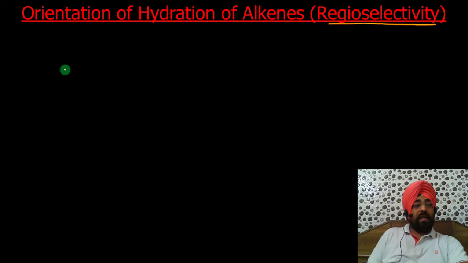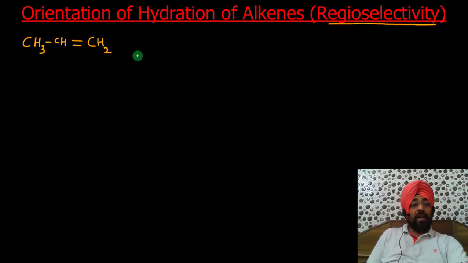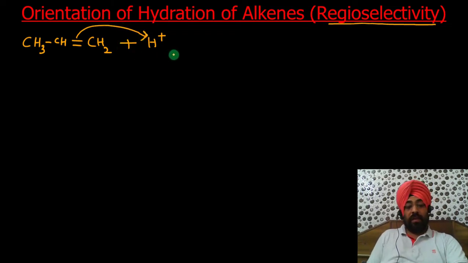Let us understand by example of, suppose we have propene. Now the propene is CH3 CH double bond CH2. Now again we are doing hydration of alkene. I will write the steps. Now suppose if we add H positive, now I will show simple H positive. This electron will go here. Now there are two possibilities. Now here comes the beauty.